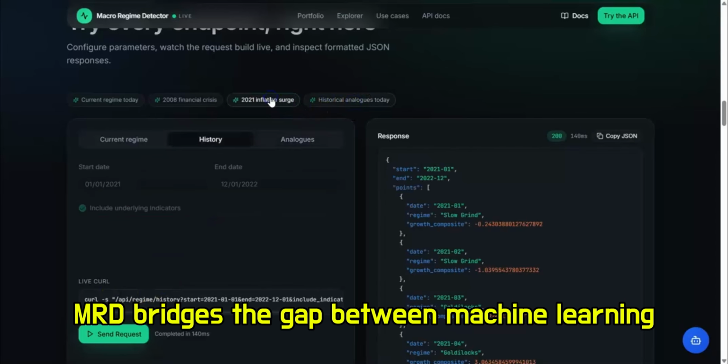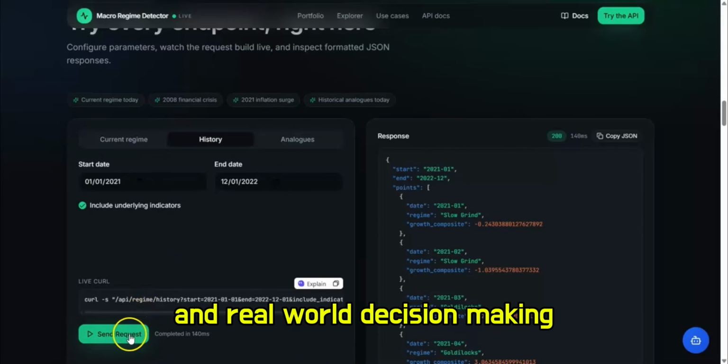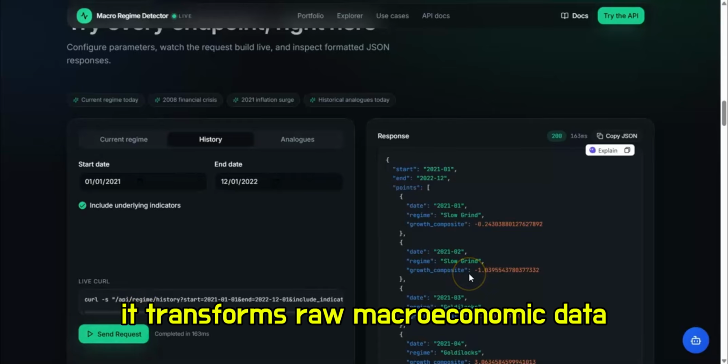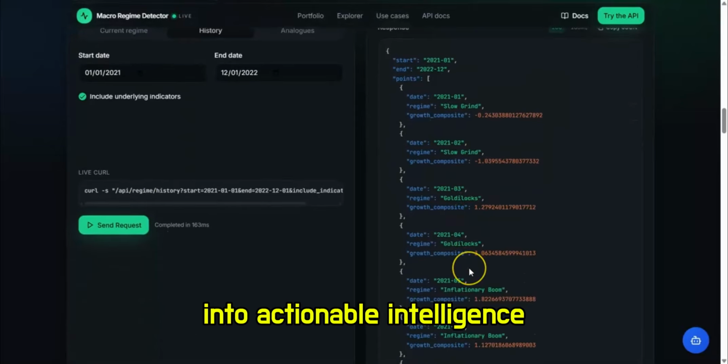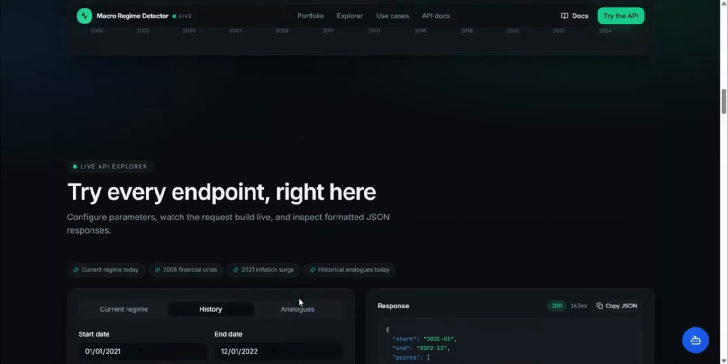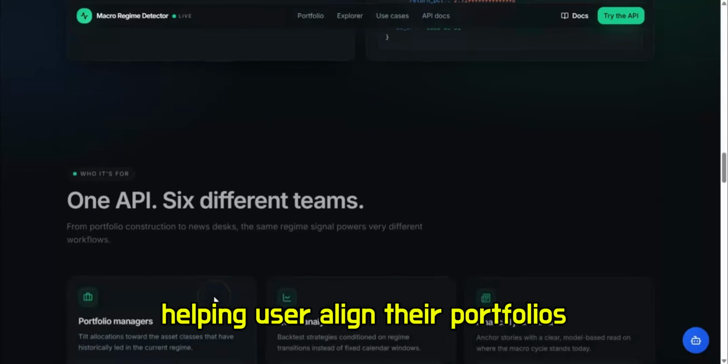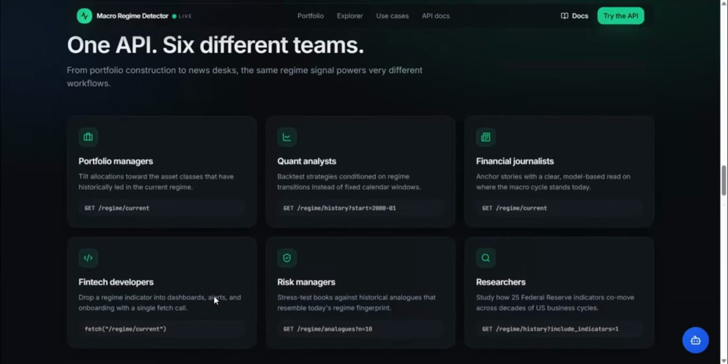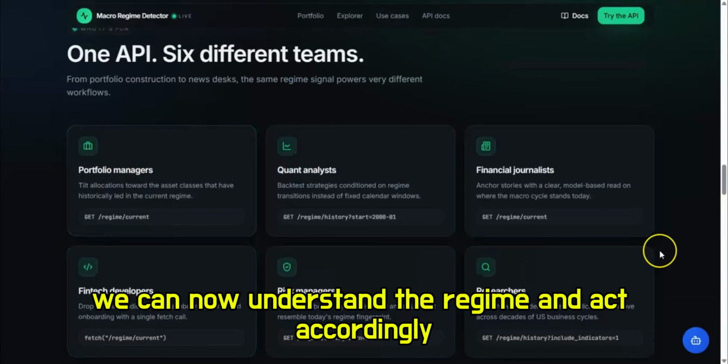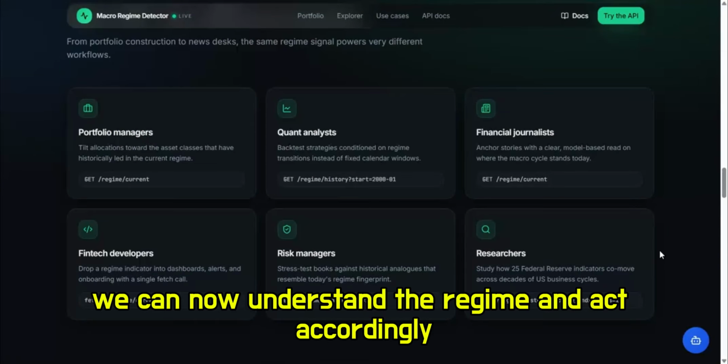MRD bridges the gap between machine learning and real-world decision making. It transforms raw macroeconomic data into actionable intelligence, helping users align their portfolios with changing market conditions. Instead of guessing the market, we can now understand the regime and act accordingly.